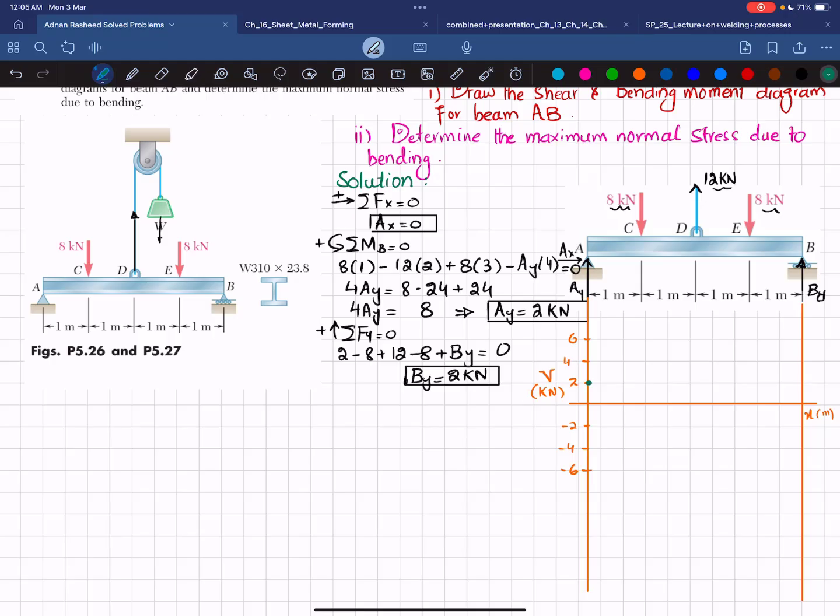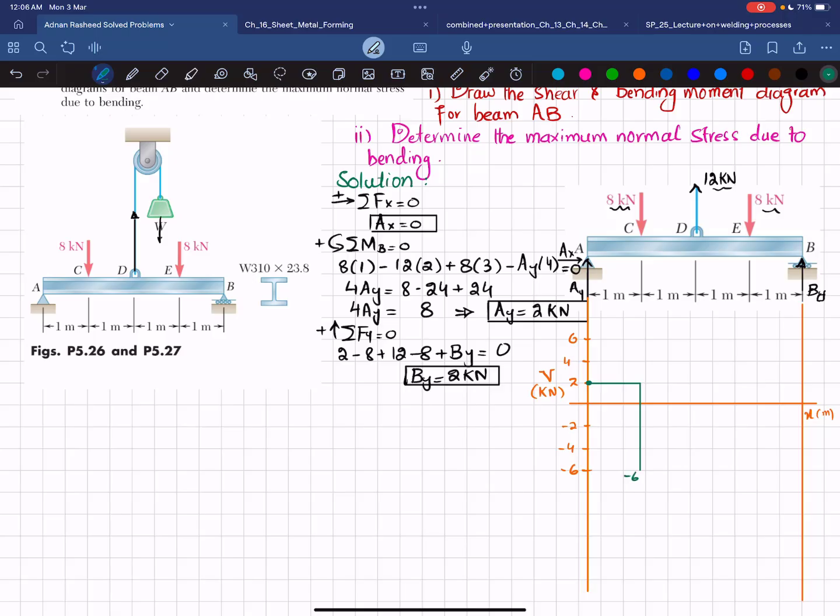Now moving from A to C, there is no other force, so it will remain horizontal till point C. So I will make it horizontal till point C. Let this be your point C. Okay. Now you can see at point C we have -8 kilonewton. So 2 minus 8 will give you -6. So shear force will change from 2 to -6. So I will draw a vertical line from this.